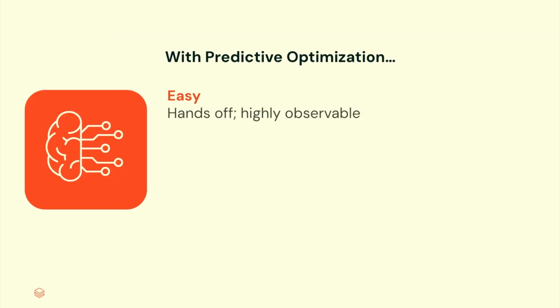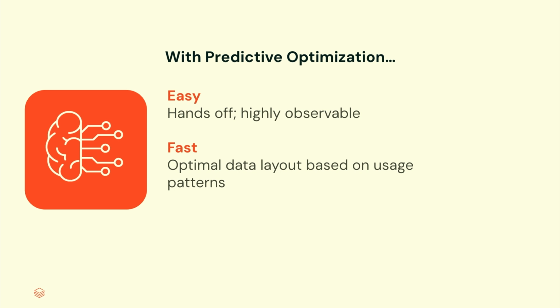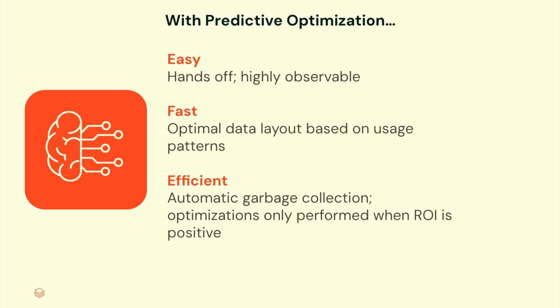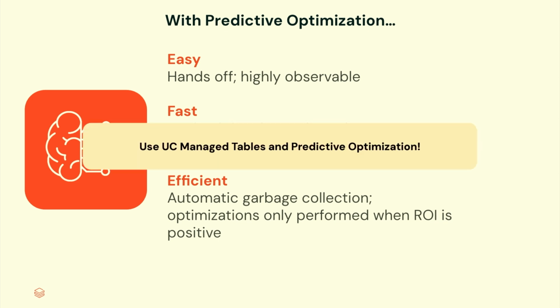So, just a quick recap: predictive optimization is super easy to use. It gives you completely hands-off data management while being highly observable. It can improve your query performance by up to 20 times and make sure that your system is much more efficient with intelligent vacuum. If there's only one thing you take away from this talk today, it is to use managed tables and predictive optimization so that all your data management will be handled without a lift of a finger.